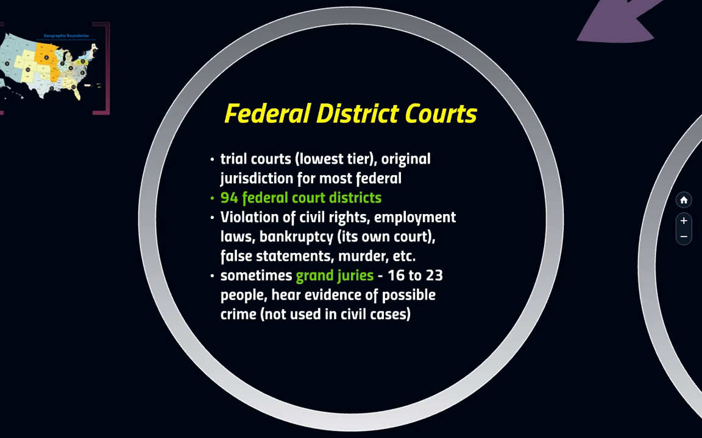These are the typical trial courts, original jurisdiction for most federal cases. There's 94 federal districts. Typical things we see here: violations of civil rights, employment laws, bankruptcy, false statements, murder, capital murder. But again, most cases are found in the state courts, not necessarily in federal courts.